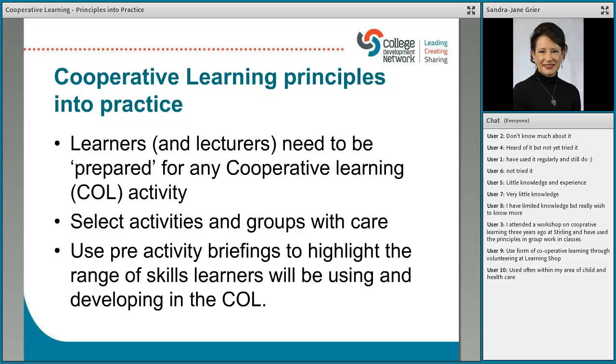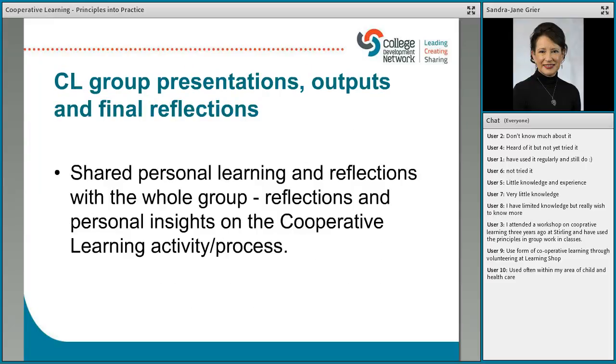With the increasing focus on using the curriculum in learning to develop skills for learning, skills for life, and skills for work, I would actually argue that cooperative learning is a really useful approach to both highlight and also foster the development of skills that are also valued by employers, and that's a key aspect of our teaching and learning within colleges today.